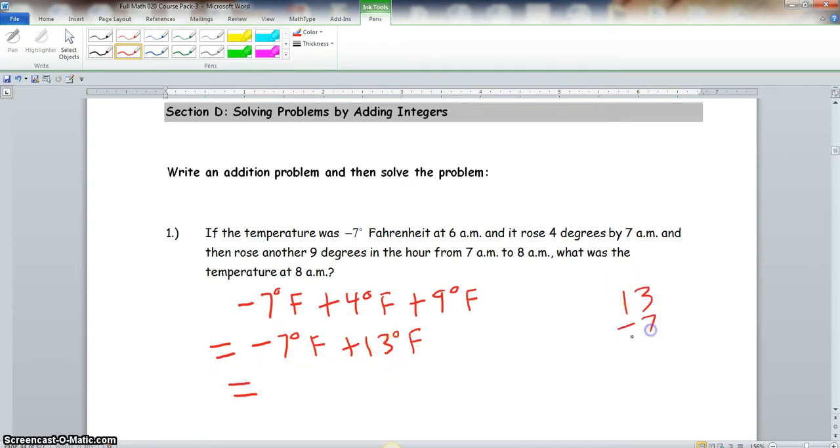You could take 13 minus 7, and just to go through the whole subtraction process, we will borrow 1 from this 1, and this 3 will become 13. 13 minus 7 is 6. So we will have 6 degrees Fahrenheit. But remember, we have to check and see what sign it will have. We know as far as the distance from 0, as far as the units, 13 has more units than negative 7, so our answer would be positive 6 degrees Fahrenheit.